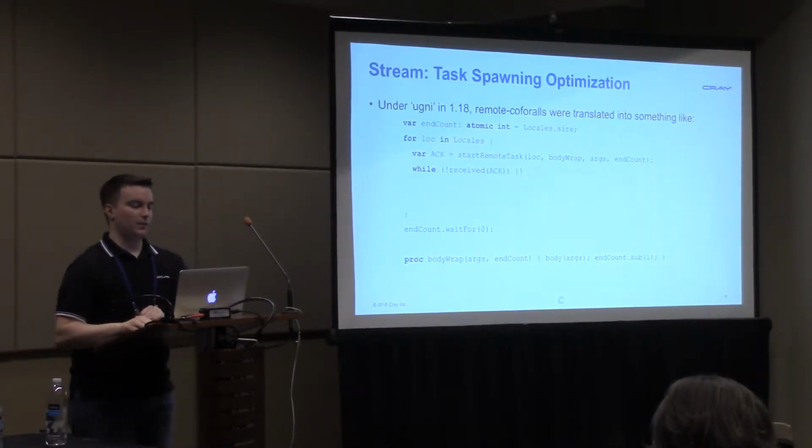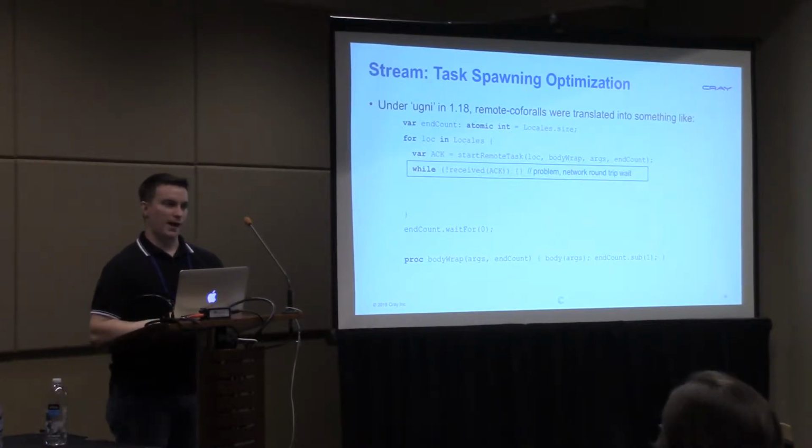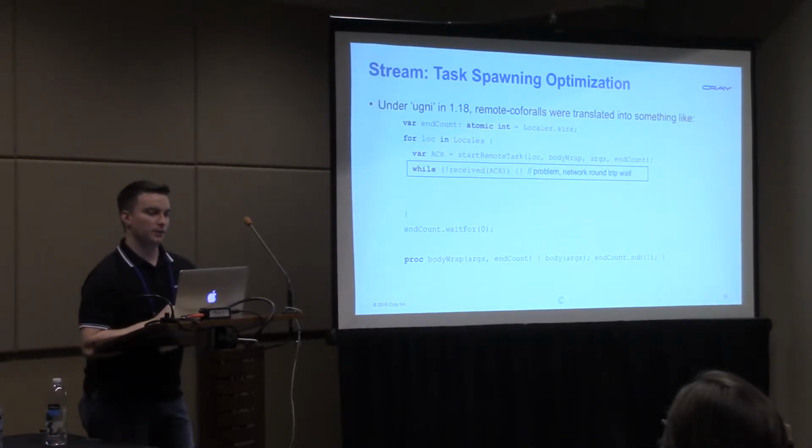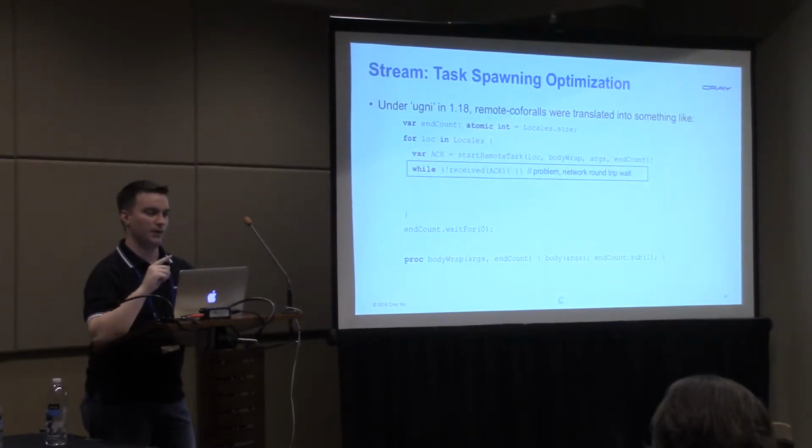And so the problem here is waiting for the ACK. This is basically a network round trip wait. So you're initiating your remote task, that's a send to the remote node, and then you're waiting for an ACK back. So, a send and receive that you're waiting for. And so this is blocking communication, and as you start to get up to thousands of locales, this really starts to be a performance bottleneck.